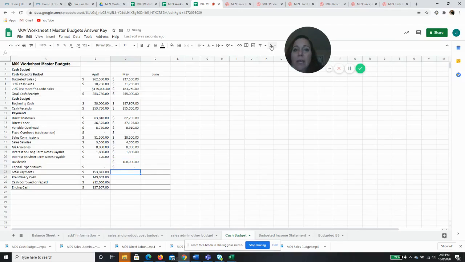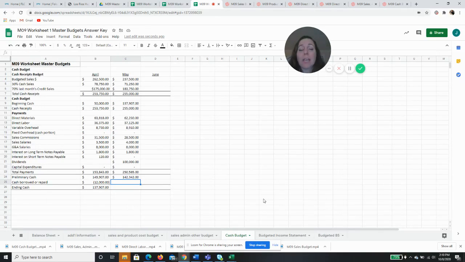We're going to add up all of our cash expenditures, and they equal $250,565. So we're going to add our beginning cash plus our cash receipts minus our cash payments. Do that again. Beginning cash plus cash receipts minus cash payments. And we get a total preliminary cash of $142,342.